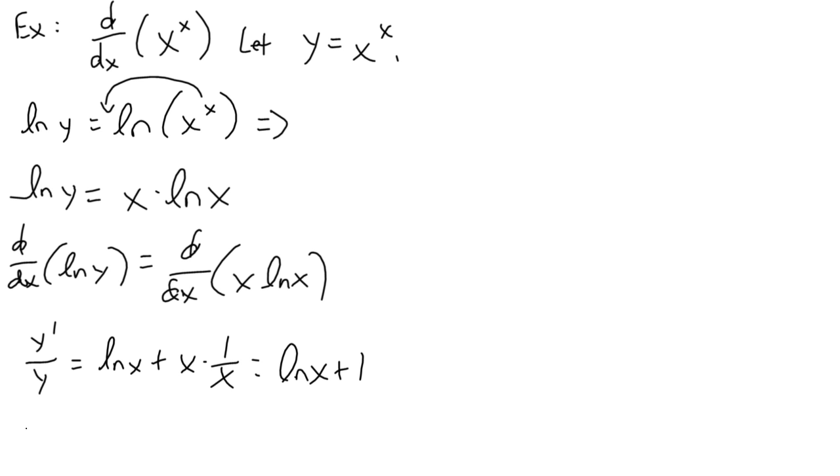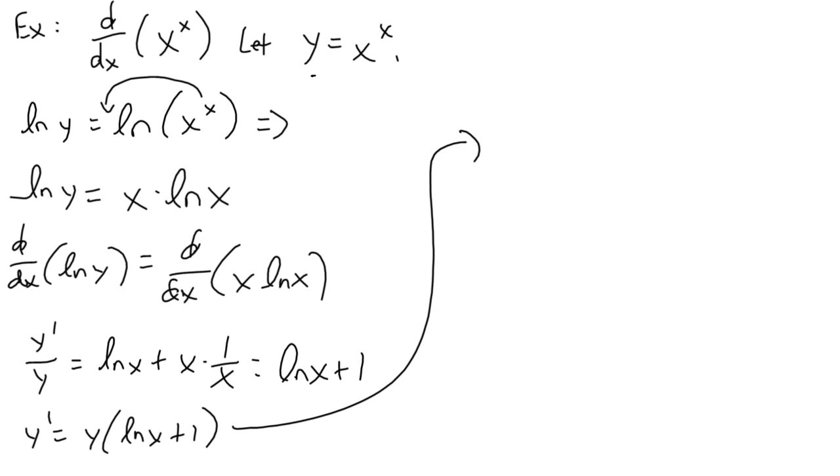So now I solve for y prime. y prime equals y times (ln x plus 1). And then finally, I'm going to plug in what y is. It's just x to the x. So y prime equals x to the x times (natural log x plus 1). And that's my derivative.